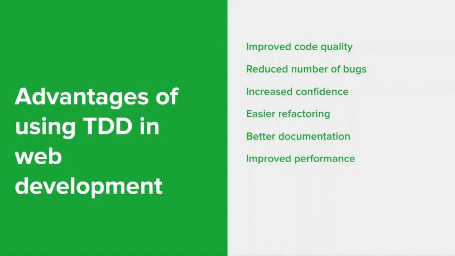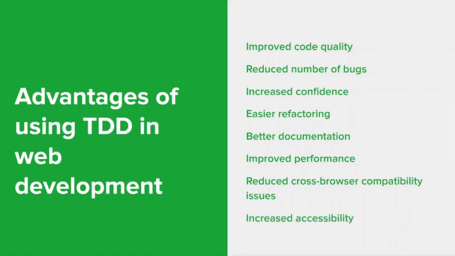TDD also helps to improve the performance of web applications, because it helps developers think carefully about performance earlier in the development process instead of leaving it last in the testing section. It can help reduce cross-browser compatibility issues because it forces developers to test their code in multiple browsers. And it can also help improve the accessibility of web applications because it forces developers to test their code with accessibility tools as well. Overall, it's a really valuable tool for web developers that can help improve the quality, performance and accessibility of web applications.